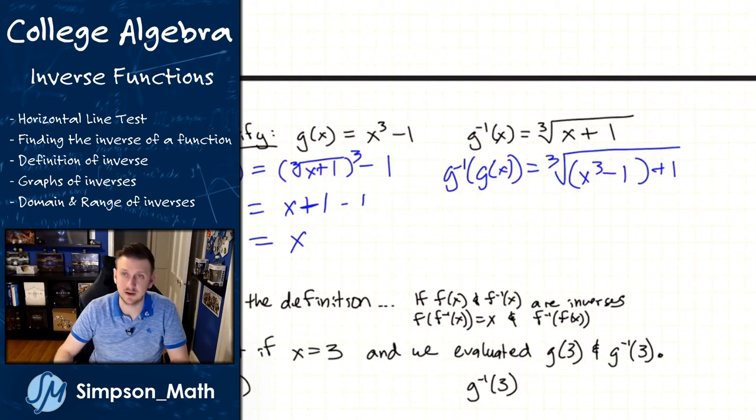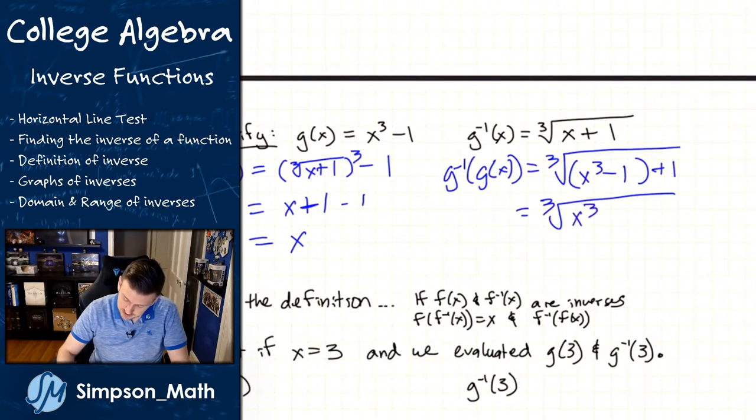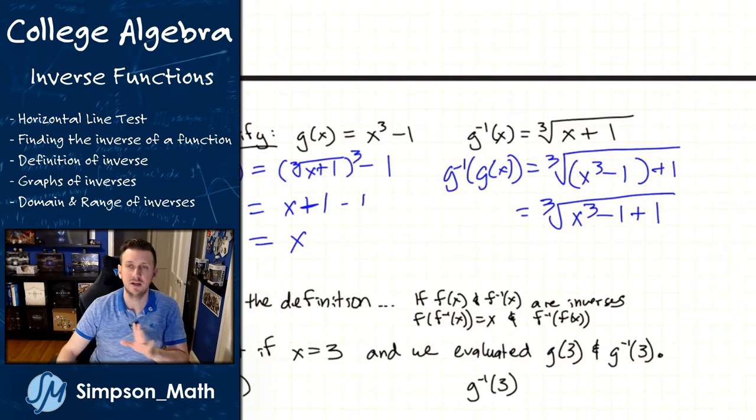X cubed minus 1, that goes inside. Well, those parentheses aren't really doing anything for me, so I'll go ahead and just drop them. X cubed minus 1 plus 1. I know they're not doing anything for me because there's nothing multiplying. It's just adding, and you don't distribute addition. There's no multiplication, no exponents, so that's it.